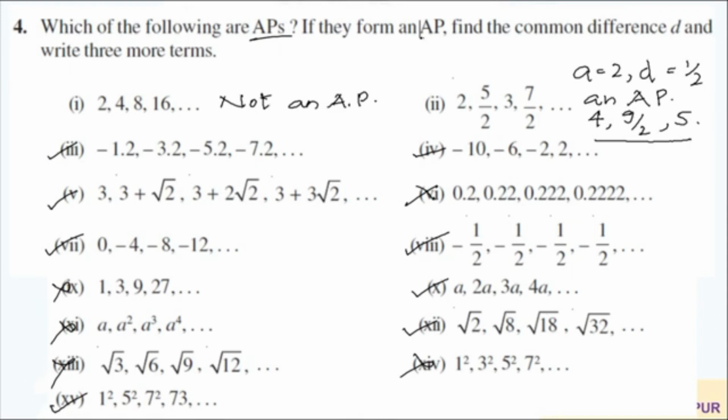If it forms an AP, then you need to find the common difference and you have to write 3 more terms. Please try this.